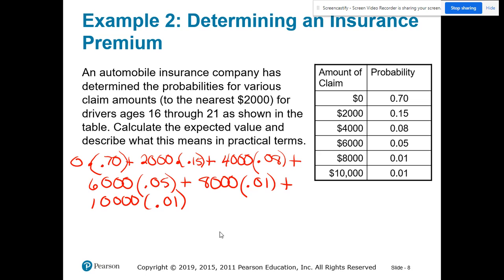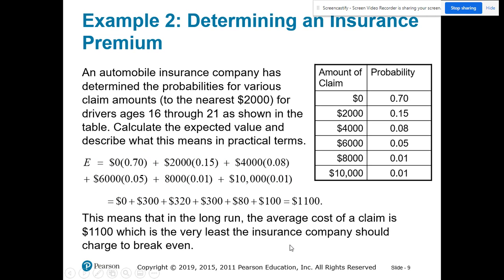You'd get a number. I think it's 1100, but we're going to check the number on the next slide. But what does that mean? The expected value. With this, the insurance company can expect to pay on average whatever this number is. Yeah, it was 1100. In the long run, the average cost of a claim is $1,100. They're going to have to pay basically $1,100 for each driver.